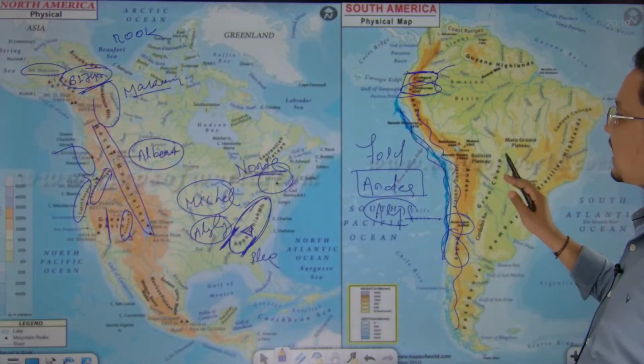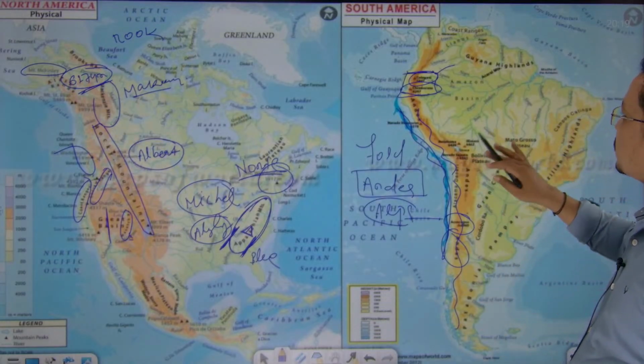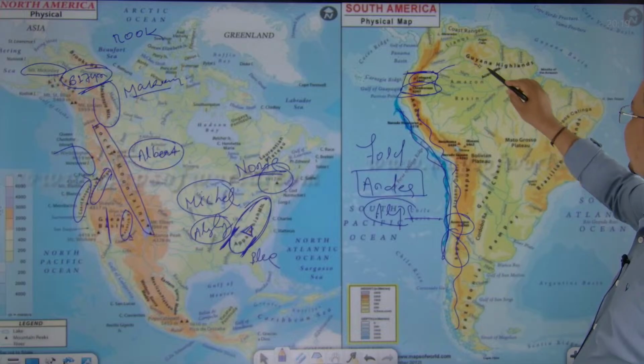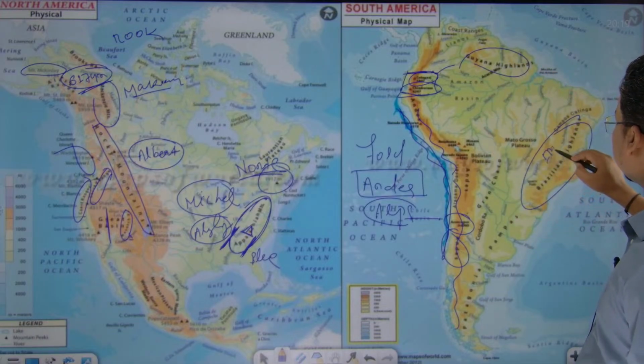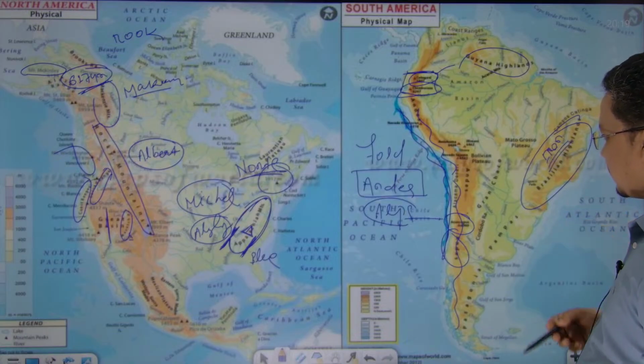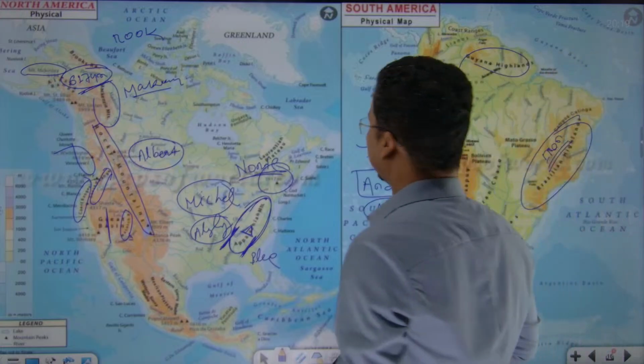And look, I am not going to the lakes and so on. I am only going through the mountains, right? Here would be the Guiana Highlands and there are the Brazilian Highlands. Here you see a lot of iron, in the Brazilian Highlands in this region, right? So these are the mountains in this part.